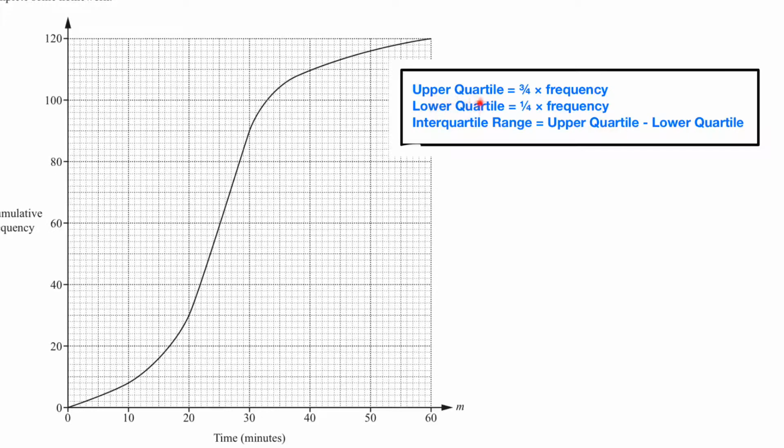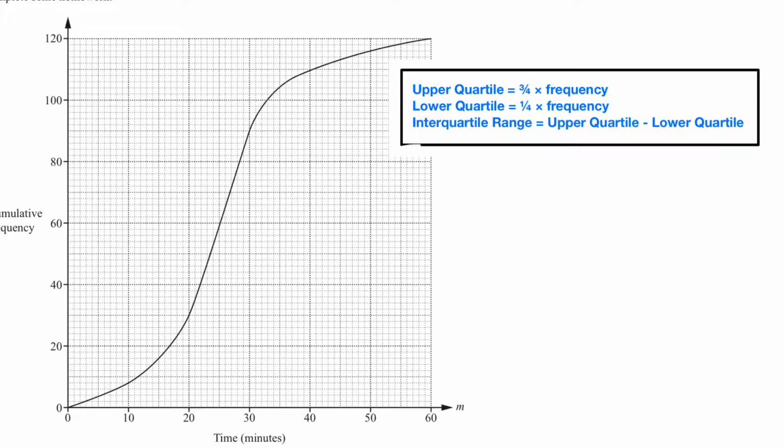To find the upper quartile, you will do 3 over 4 multiplied by the frequency. This will give us the position on the y-axis, and then we have to find the corresponding x value. Same for lower quartile, but we will multiply 1 over 4 by the frequency. And then when you find your x value, the interquartile range is the upper quartile minus lower quartile.